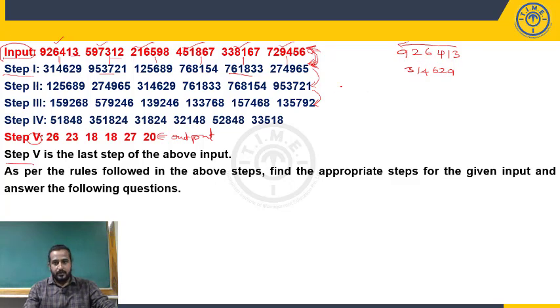What about this? We have been given 597312, but when it comes to step 1, what does it become? 953721. Can you recognize the logic? 5 and 9 become 9 and 5. So sets of 2 digits are interchanged. 73 becomes 37, 12 becomes 21. Here it is reversed, and here groups of elements got interchanged. Fine. Let's see what is next.